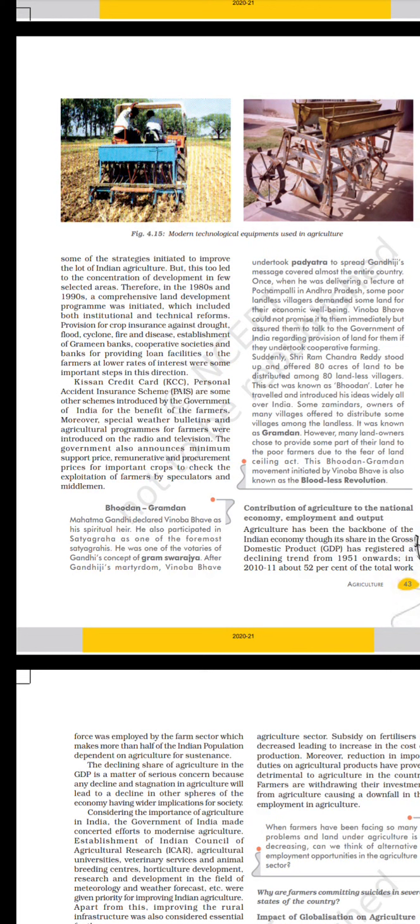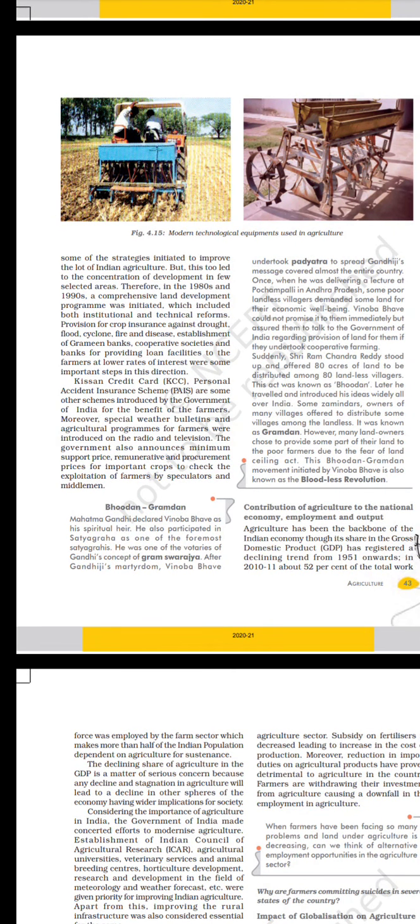Provision for crop insurance against drought, flood, cyclone, fire and disease, and establishment of Grameen banks, cooperative societies and banks for providing loan facilities to the farmers at lower rates of interest were some important steps in this direction. Kisan Credit Card (KCC).